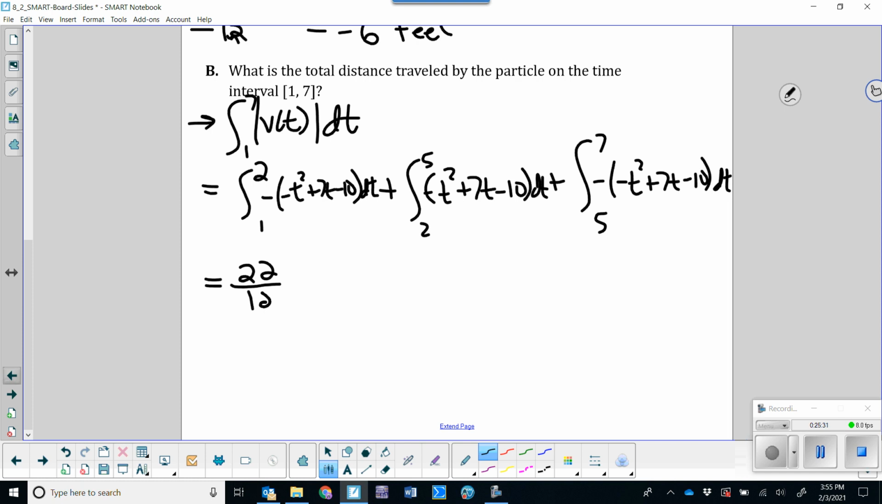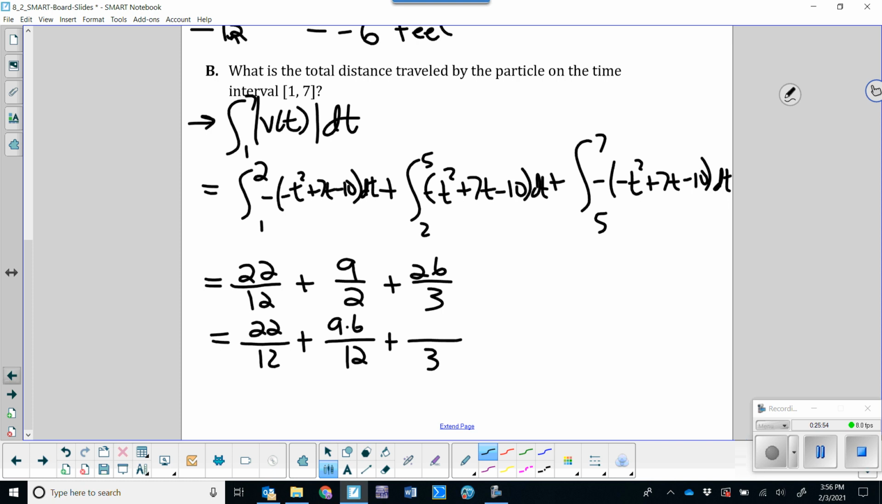22 over 12 plus 9 over 2 plus 26 over 3 after you absolute value everything, which is going to end up being, so here's an example where I can either simplify 22 over 12 first, but I'm just going to go ahead and make everything over 12 real quick. So that's a quick way to do it, is just write down the product in case it's easy to do in your head. So you're going to have 22 plus 54 plus 144, and then you're going to divide by 12. You're going to end up with 15 feet.